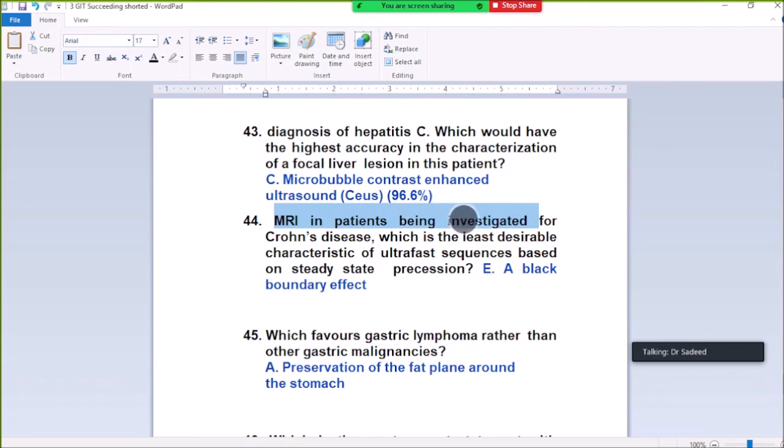44. MRI in a patient being investigated for chronic disease. Which is the least desirable characteristic of ultra-fast sequences based on steady-state precession? Black boundary effect. Now, when you are doing ultra-fast sequences, it may cause artifacts, and the most unlikely artifact is black boundary artifact. Correct?